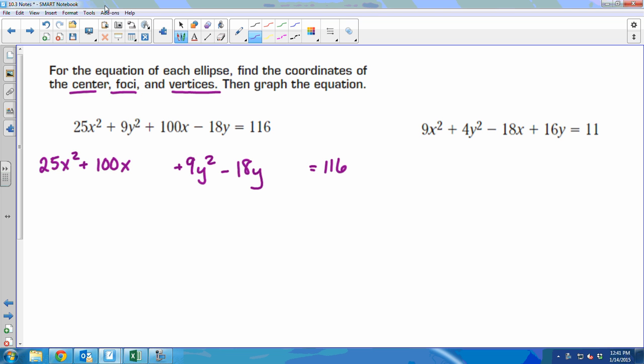I need to be able to complete the square, so I need to get rid of the coefficient, because in order to complete the square, you have to have 1x squared. So I need to get rid of the 25 and the 9. So, I'm going to factor. I take 25 out, and I'm left with x squared plus 4x. And I'm going to take a 9 out for the y's.